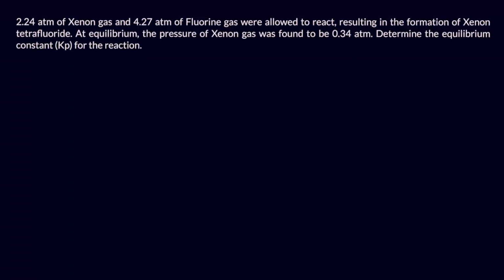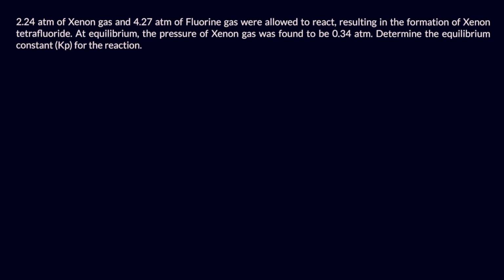Question number 1. 2.24 atm of xenon gas and 4.27 atm of fluorine gas were allowed to react, resulting in the formation of xenon tetrafluoride. At equilibrium, the pressure of xenon gas was found to be 0.34 atm. Determine the equilibrium constant Kp for the reaction.